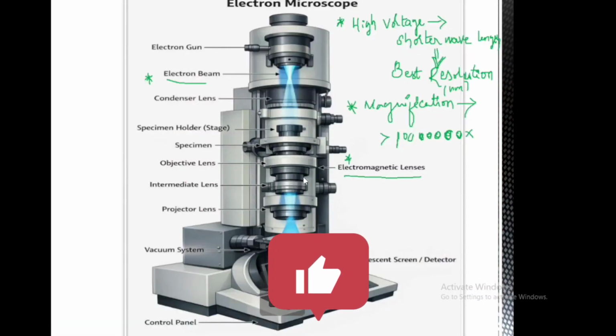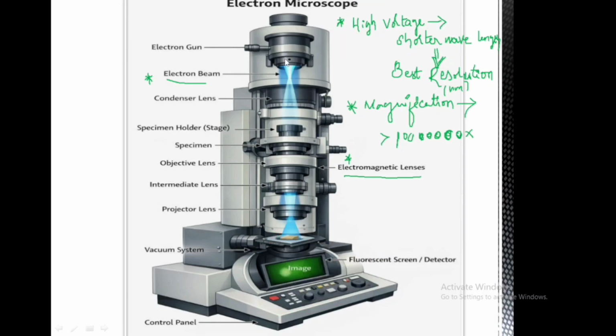Whereas in the electron microscope, the electron beam acts as the radiation source. From the electron gun, electrons are emitted. Inside the electron gun, a heated tungsten filament is present, so it can emit the electrons. These electrons act as the radiation source.